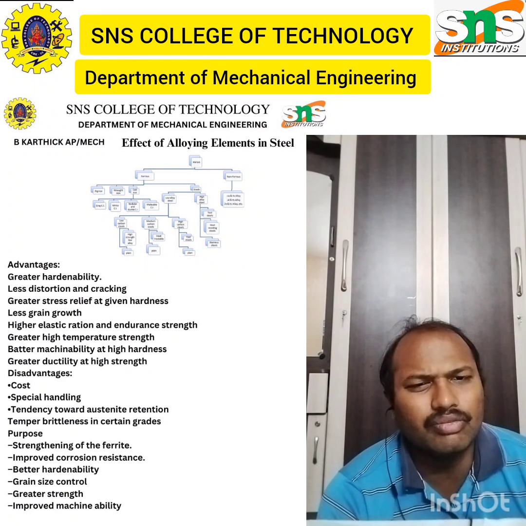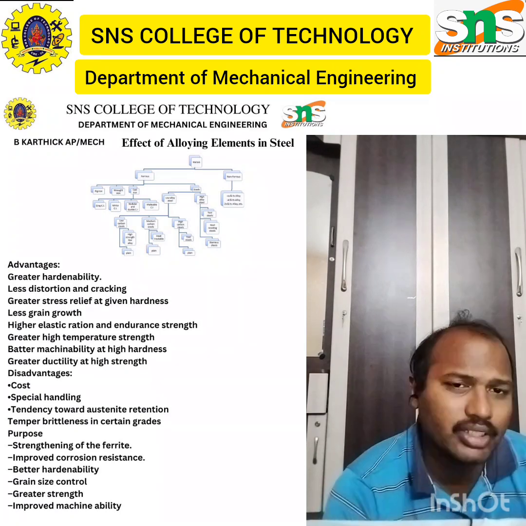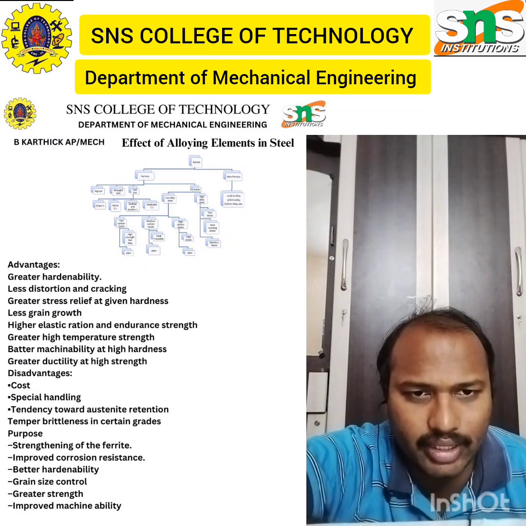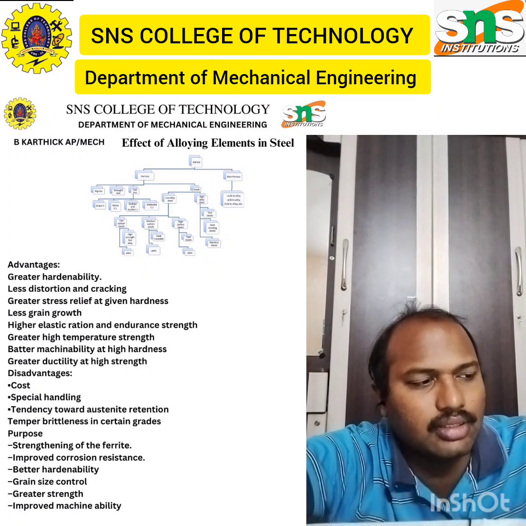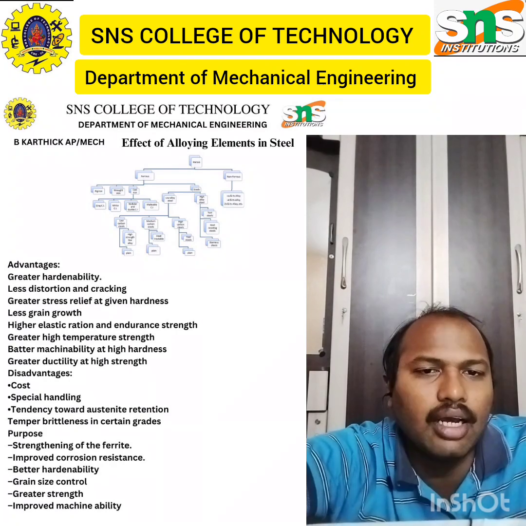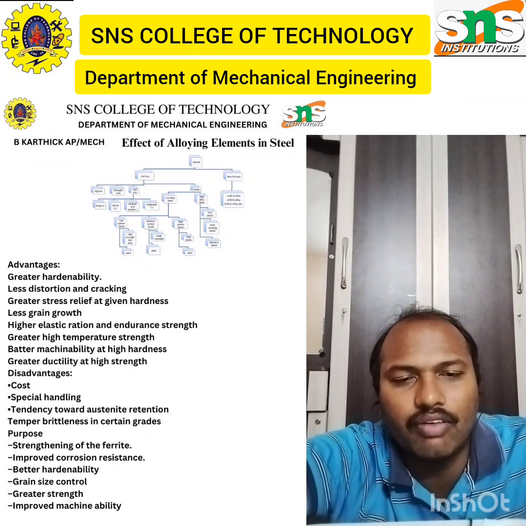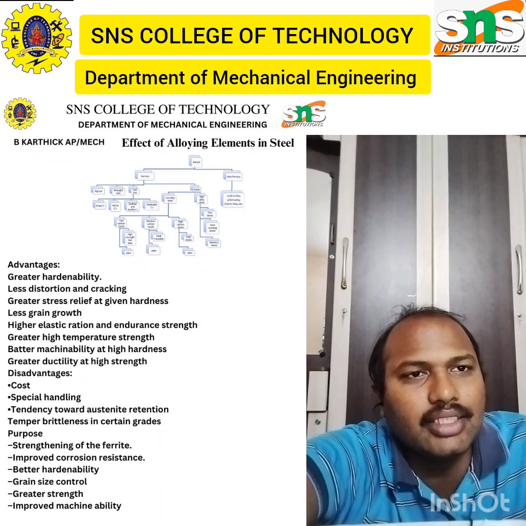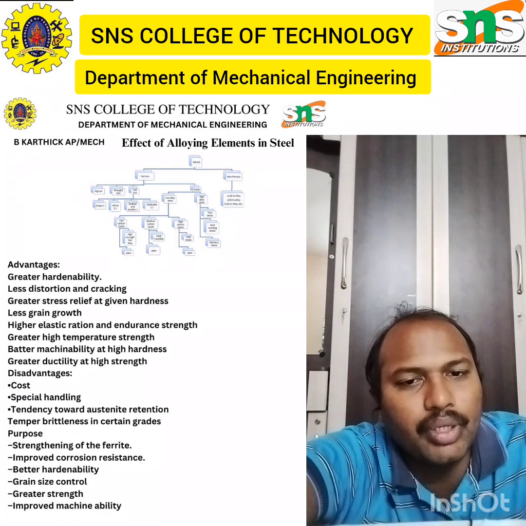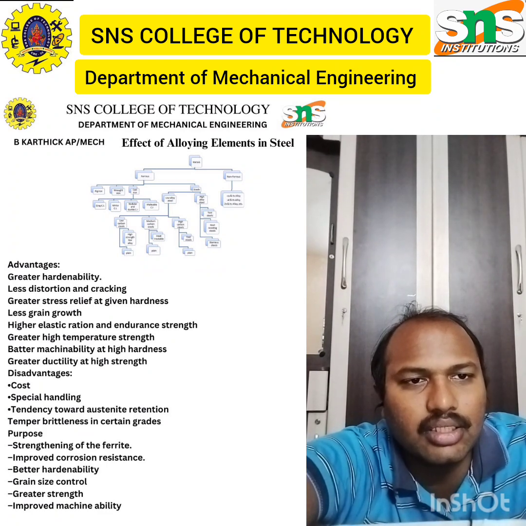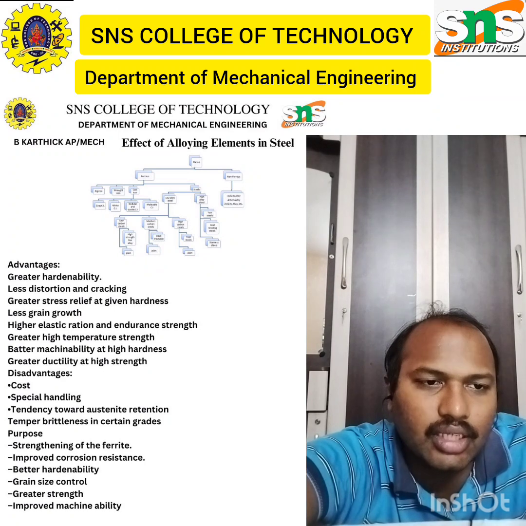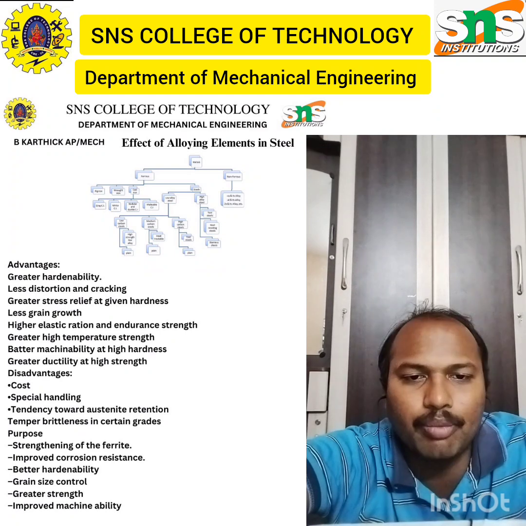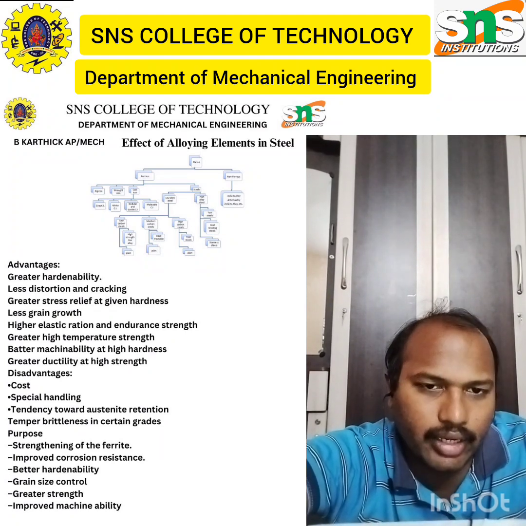Some alloys will retard the formation of austenite, and some alloys will retard the formation of ferrite. So there are more advantages and disadvantages for the addition of alloys. While alloying, you can see an increase in properties like corrosion resistance, grain strength, greater strength, ductility, toughness, etc. So alloying addition helps the material improve its mechanical properties so that we can suit it for particular applications.